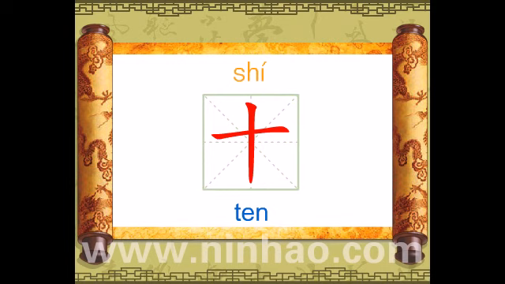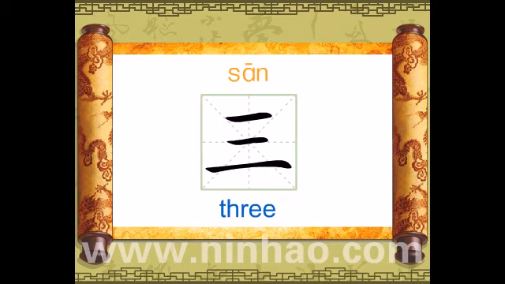The second rule is top before bottom. A good example for this rule is Sun, 3. Let's review this character Sun.